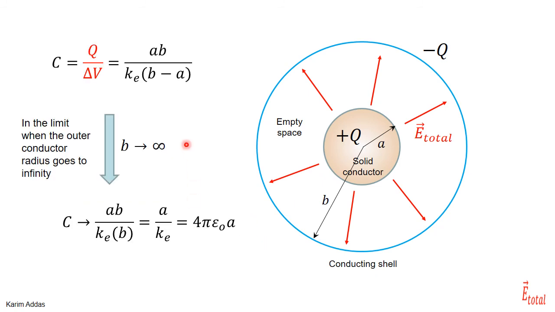Now if you want to take the limit where B, the radius of this conducting shell, goes to infinity, then we can get a simple approximation, because if B goes to infinity, you can neglect A compared to B, and then you get AB over kB. The B's will cancel and you get A over k. k is 1 over 4 pi epsilon naught, so you get the capacitance is 4 pi epsilon naught A. So this is the capacitance in the limit when the radius of the conducting shell goes to infinity.